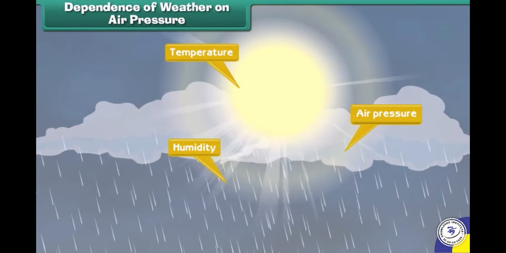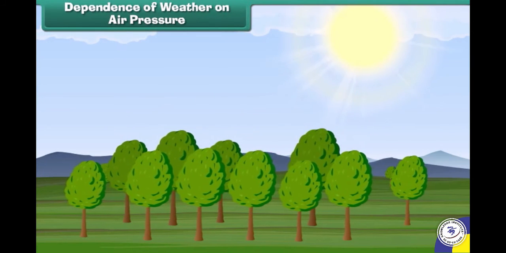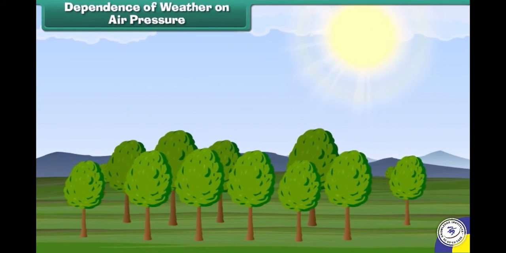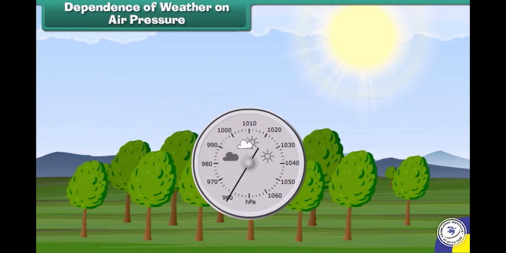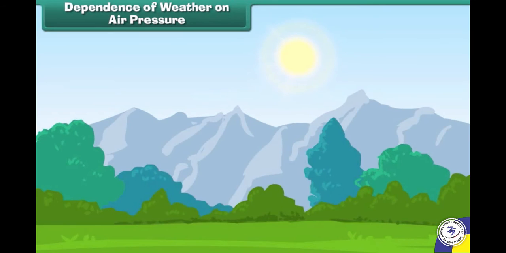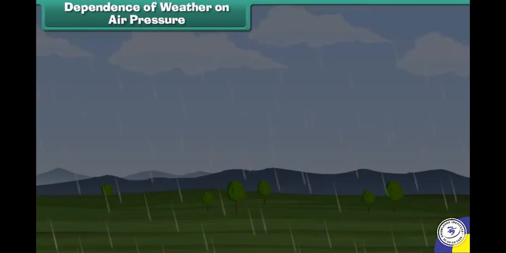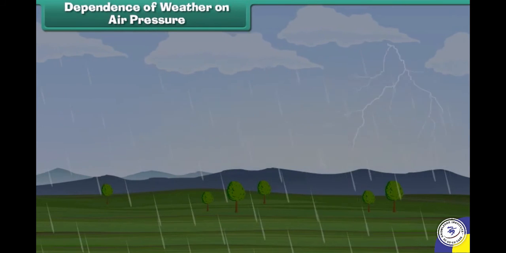What next? Yes, air pressure. You might not realize, but the air around you actually has a weight. We measure air pressure with a device called the barometer. In areas of high pressure, the air slowly descends to the Earth's surface. High pressure areas are associated with clear sunny days. In areas of low pressure, air rises up into the atmosphere. Low pressure areas have high humidity, clouds, rain, and other kinds of precipitation.